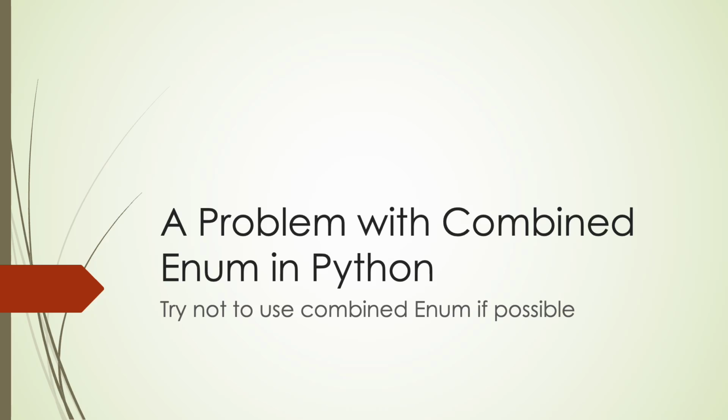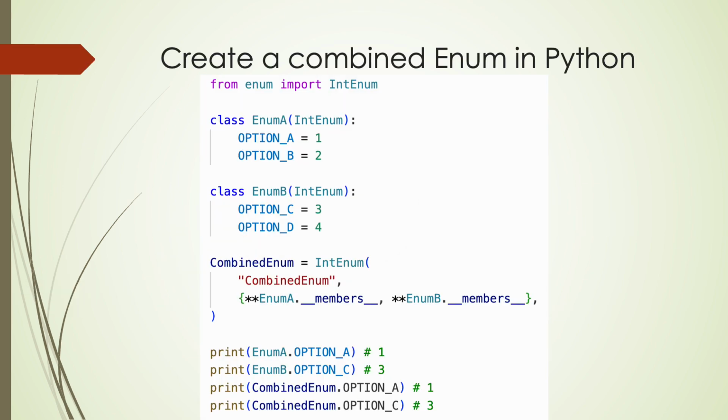Sometimes we may want to create a combined enum which includes all the elements of other enum classes. In this video, we will introduce the problem with such a solution and why we should avoid using it in practice. In Python, we cannot directly combine two enum classes in the sense of merging them into a new enum that contains all members of both.